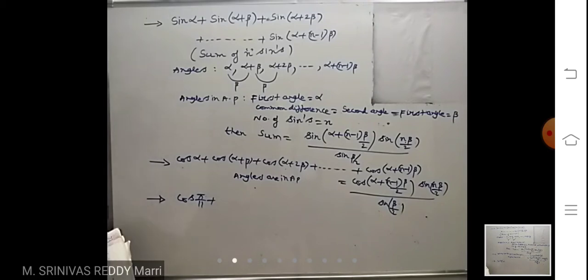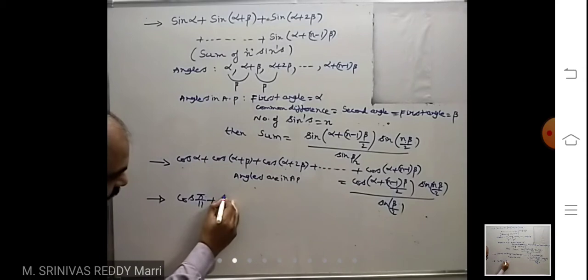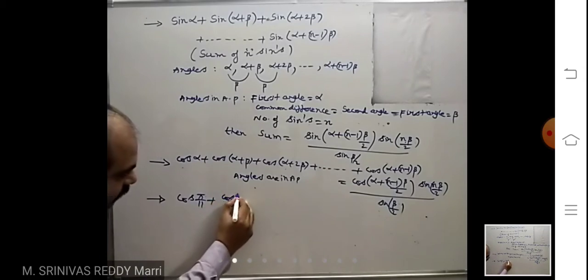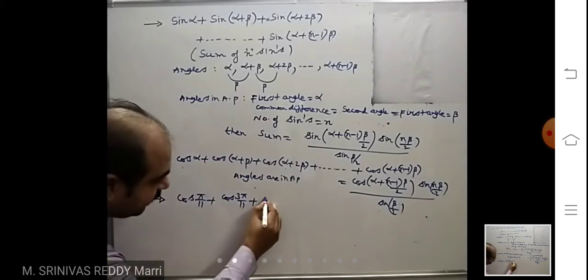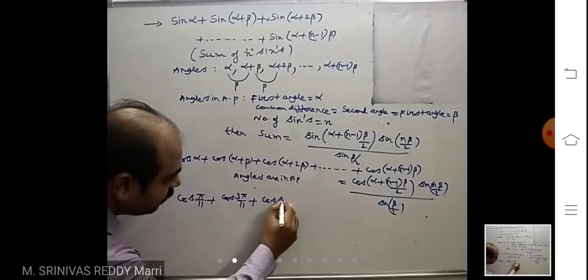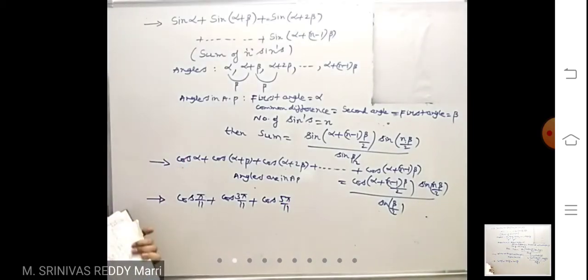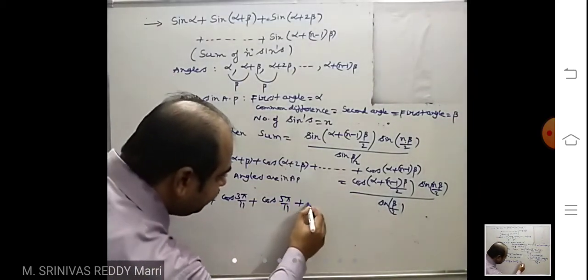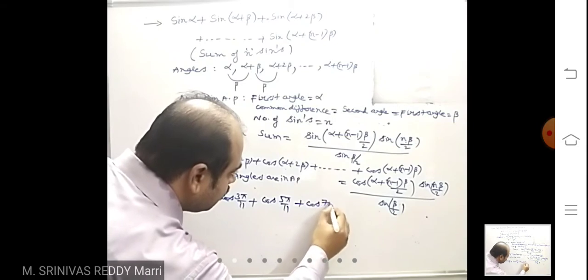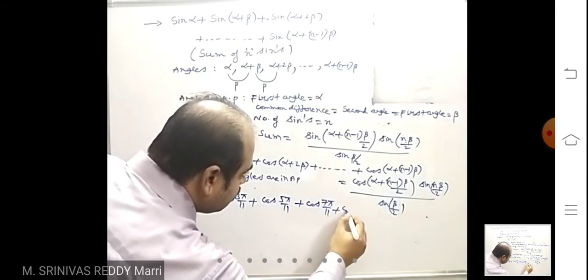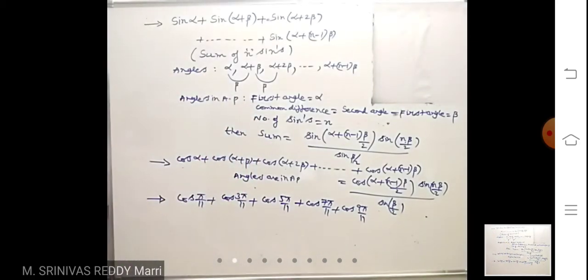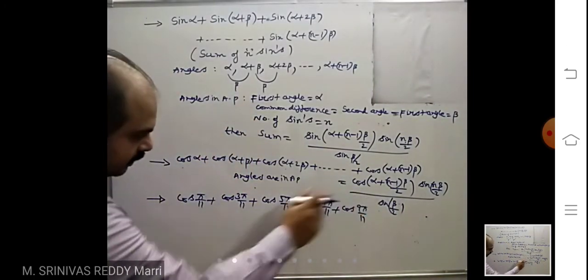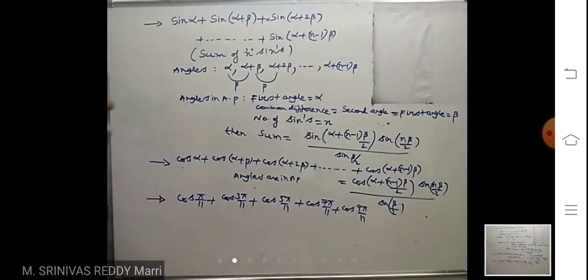Pi by 11 plus 3 pi by 11 plus cos 5 pi by 11 plus cos 7 pi by 11 plus cos 9 pi by 11. Suppose we take an example here. Now, 1, 2, 3, 4, 5 cosines are there.